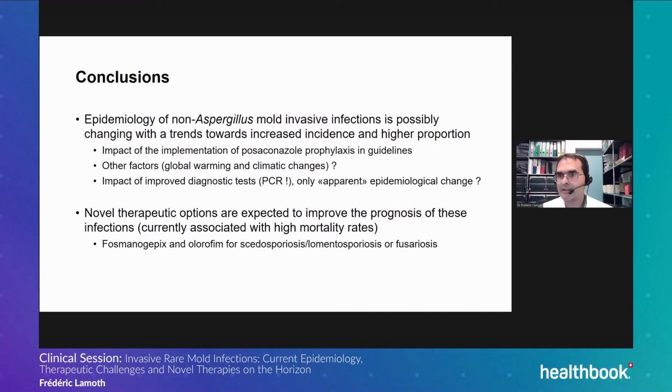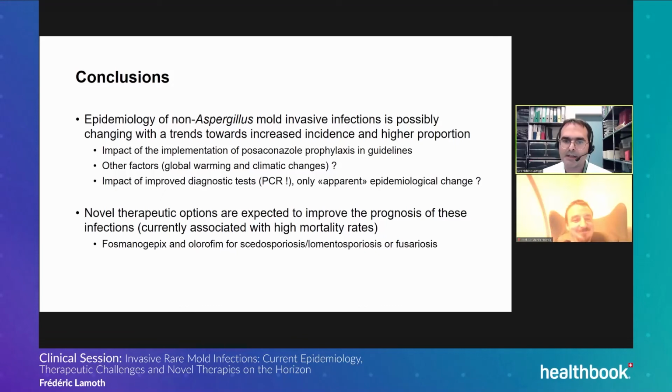Because I remind you that in the two cases that I presented, the Hoenigl case and the other one, these were diagnosed only by PCR. So possibly these cases 10 or 20 years ago would have been missed. And finally, novel therapeutic options are expected to improve the prognosis of these infections, mainly for fusariosis, scedosporiosis, and lomentosporiosis. Thank you for your attention.